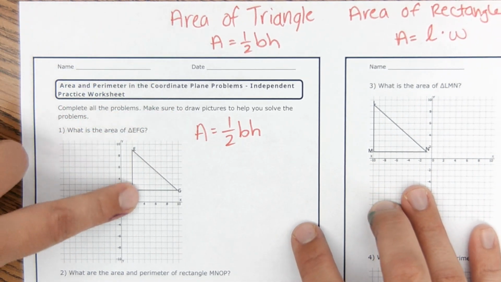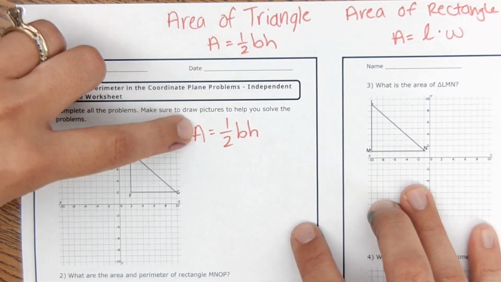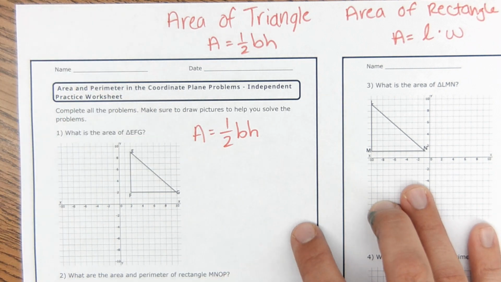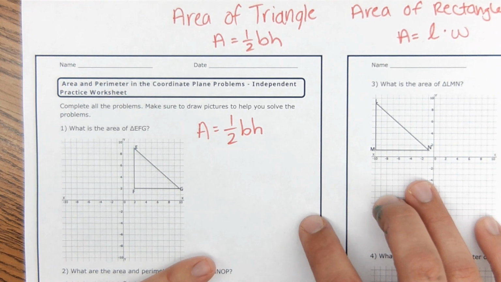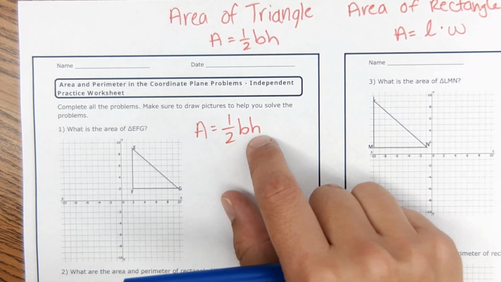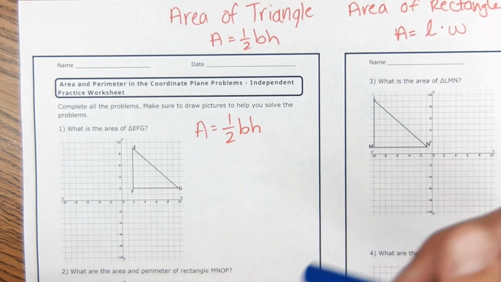So you just identify the shape. It's a triangle. So you write down the equation for area of a triangle, and then we're going to solve this equation step by step. So base times height right here. We need to identify the base and the height.